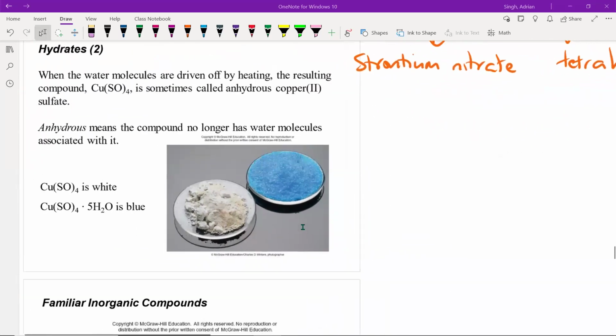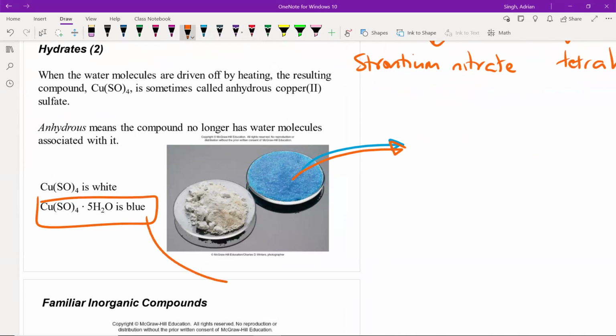So when we have these hydrates, because water makes up part of the crystalline structure, we can actually get rid of the water by simply heating them. For example, this here is one of the things we talked about before. This is the copper 2 sulfate pentahydrate. That's blue in color. If we were to heat it, we can drive off the H2Os, drive off the water.